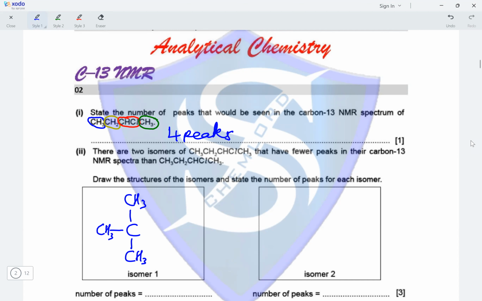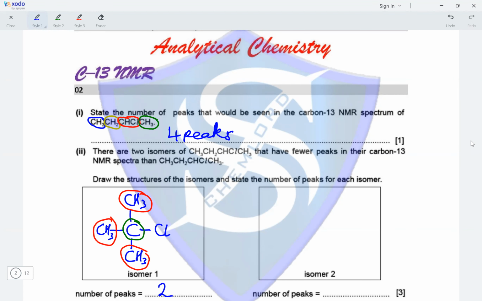And since all 4 carbon atoms have been used up, the fourth position on the central carbon would be attached to a chlorine atom. So in total, we would have a single environment for the three CH3 groups and a separate environment for the central carbon atom. So in total, we would have 2 peaks for this compound.